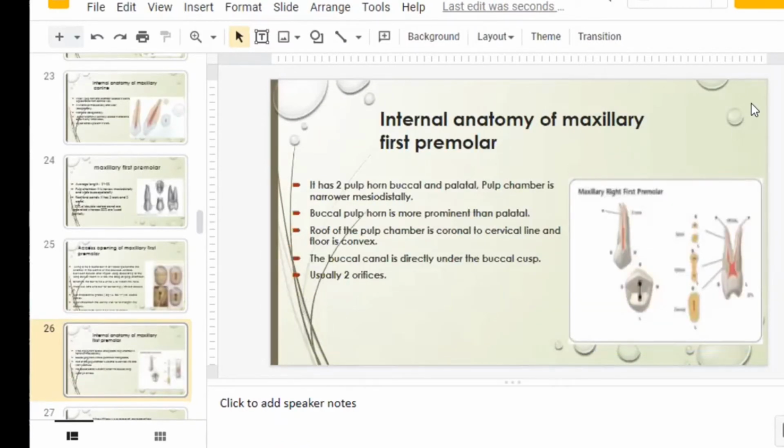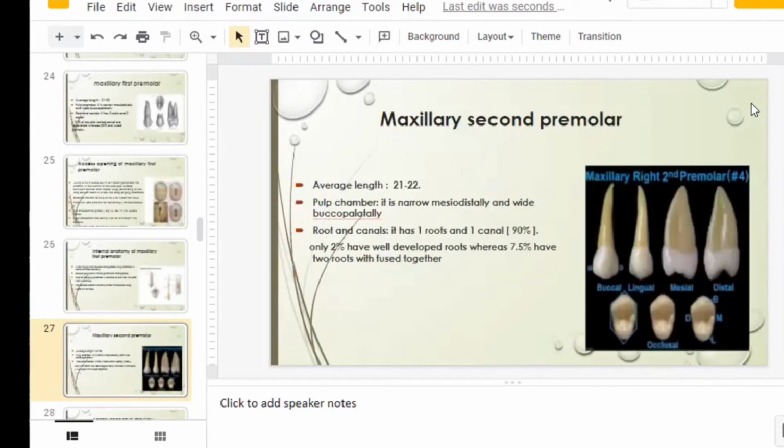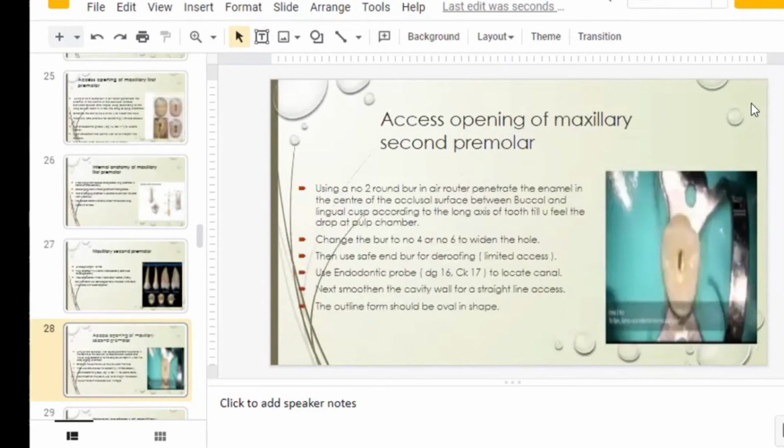So here, internal anatomy: it has 2 roots, no? So 2 orifices, 2 roots, 2 canals, 2 foramens. Or else it can be in all the classifications, 2 orifices, okay? Then the two can merge together, and at the apex they can diverge again. We call that 2, 1, 2. That possibility is there in the maxillary first premolar. Again, maxillary second premolar, here also the same.